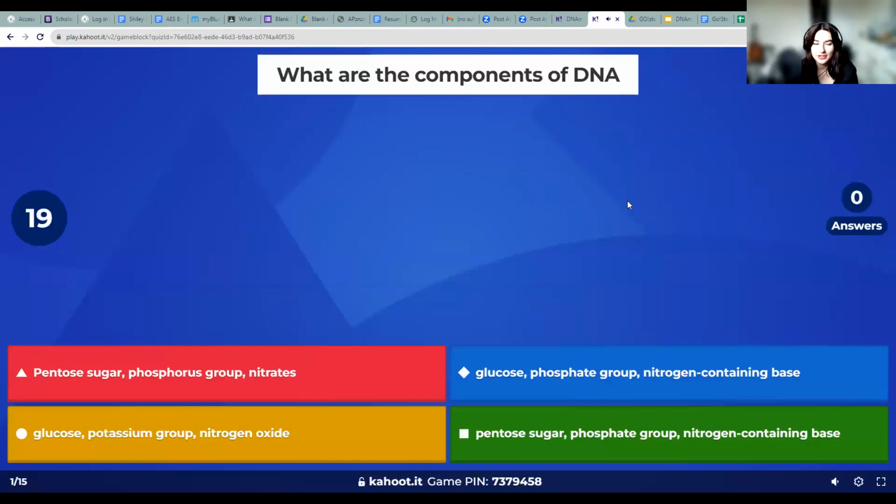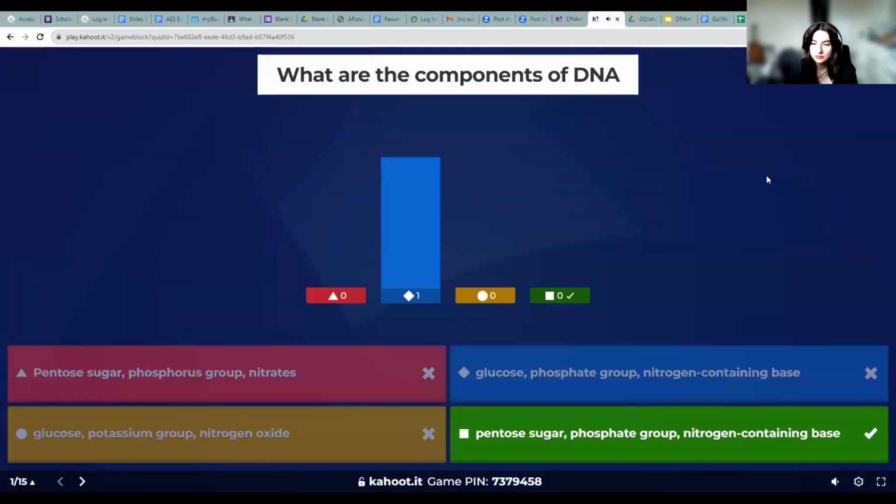So what are the components of DNA? All right. So the DNA components are pentose sugar, a phosphate group, and a nitrogen-containing base. The other answers had glucose and phosphate group and phosphorus group. The definitions are very important when it comes to DNA, so it has to be pentose sugar, not glucose, when it's used in DNA.